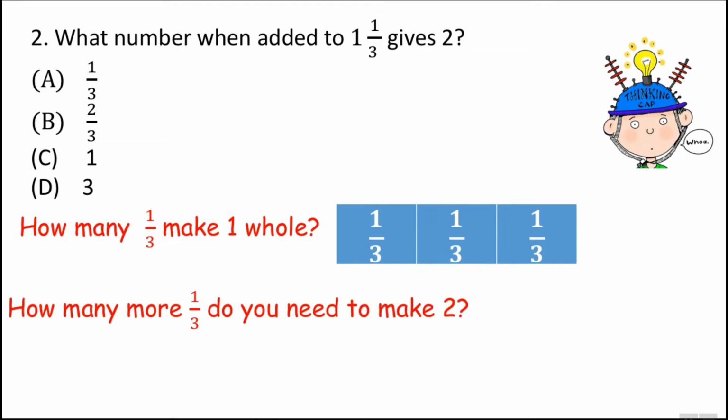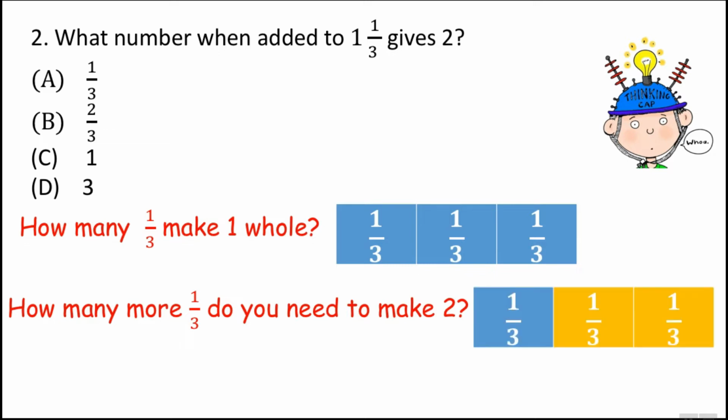Another question, how many more 1/3 do you need to make 2? We have 1 whole and 1/3, which means that we need to make another whole in order to get to 2. So you would agree that we need 2 more 1/3 in order to make 2 wholes. Another way you could answer the same question, you could do 2 take away 1 and 1/3. You'd also get 2/3. So the answer for this question is B, 2/3.